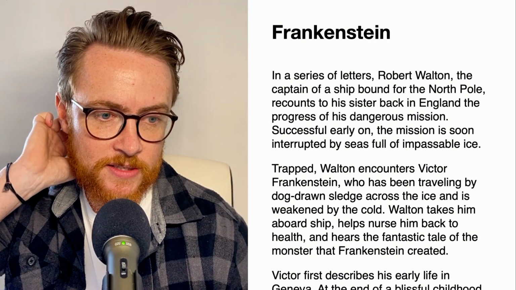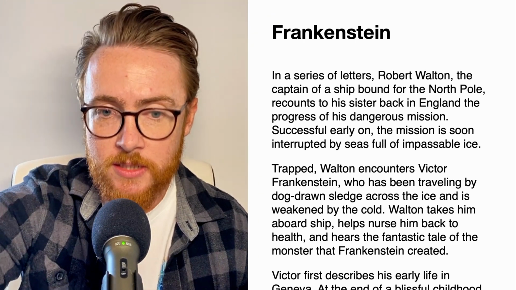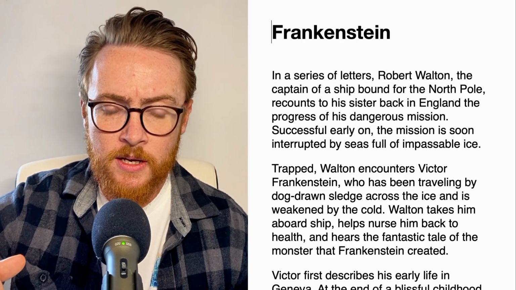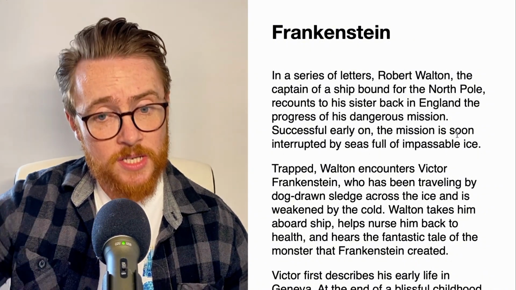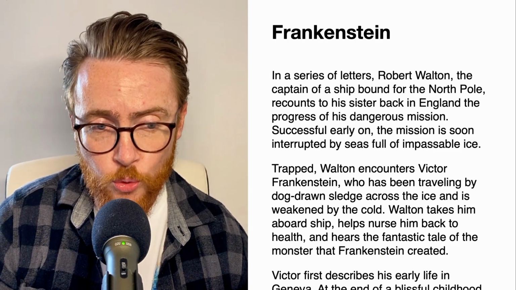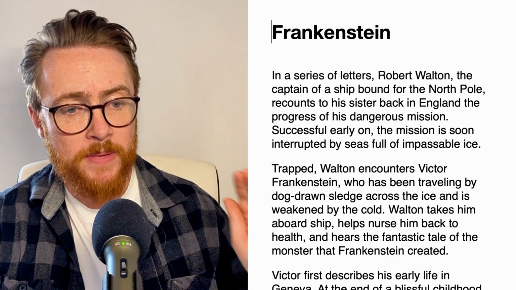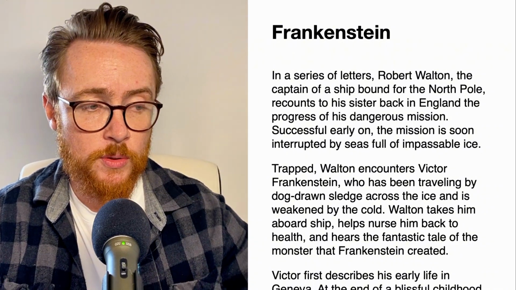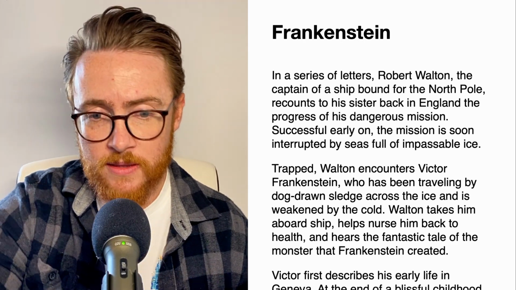So in a series of letters, so multiple letters, Robert Walton, the captain of a ship that is bound, that is destined, that is heading for the North Pole, recounts or tells the story to his sister back in England, the progress, how they're getting on with this dangerous mission. It states here that it was successful early on. The mission so far has been successful, but is soon interrupted, halted, disturbed by seas full of impassable ice. If something is impassable, perhaps a road, it means that you cannot pass. You cannot make your way through. In this instance, the ice was so strong and so much that it was impassable. They could not make their way through.